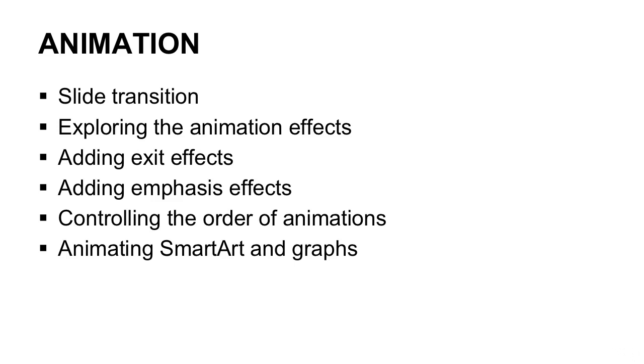So you might want to make a bit of text flash larger at a point that you're at in the presentation. We can then control the order that things happen, and even explore animating SmartArt objects and our graphs so that you can break down the graphs and the SmartArt to animate individually. So little columns within a graph could arrive separately or be animated separately.